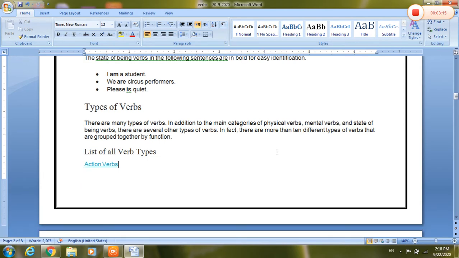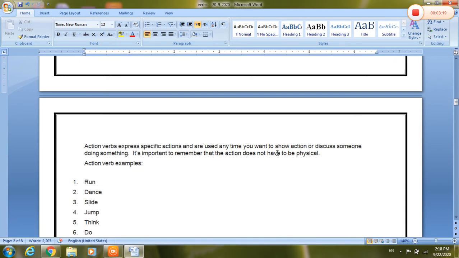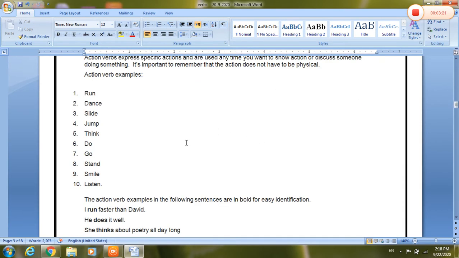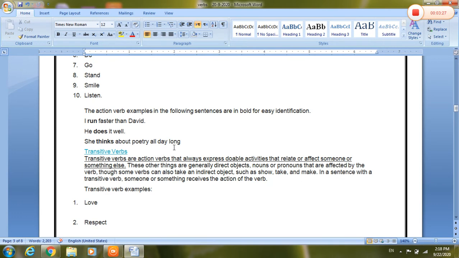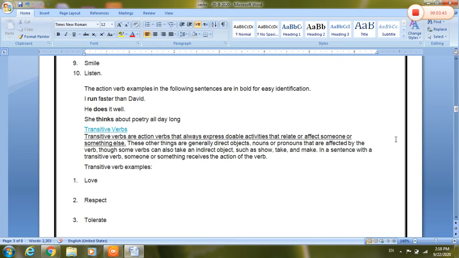So what are the types of verbs? As we have said, action verbs and verbs of states. These are examples of action verbs: run, dance, fly, jump, and so on. And stated verbs, or verbs showing a state: love, prefer, hate, and so on. Do we have other kinds of verbs? Yes, we have transitive verbs and intransitive verbs.